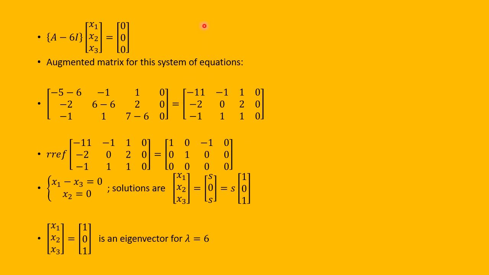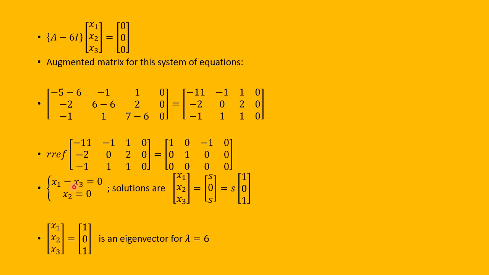To find the eigenvector corresponding to eigenvalue 6, we have to solve A minus 6I times that eigenvector equals the 0 vector. So here's the augmented matrix for that system of equations, which simplifies to this when we do the subtractions indicated here. The reduced row echelon form of this augmented matrix is this one. So this corresponds to the system of equations x sub 1 minus x sub 3 equals 0 and x sub 2 equals 0, which we have here.